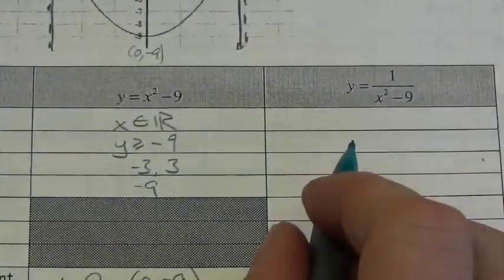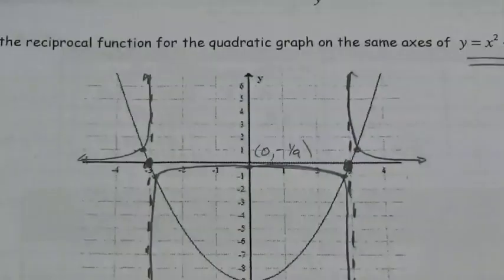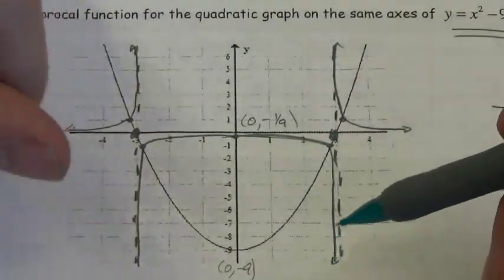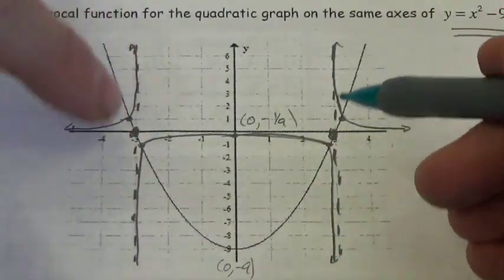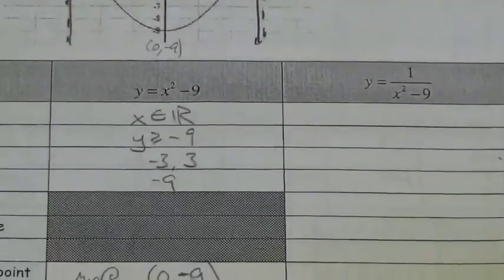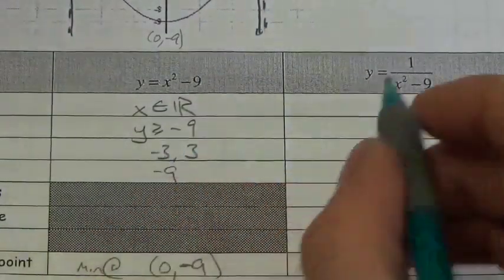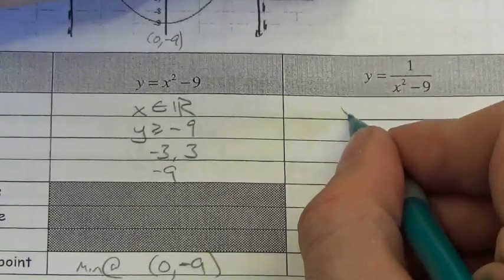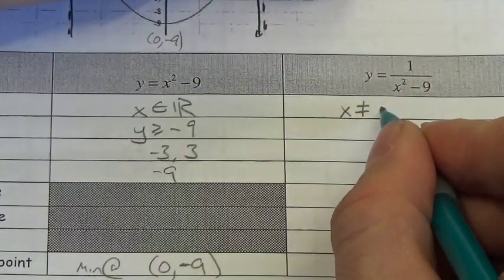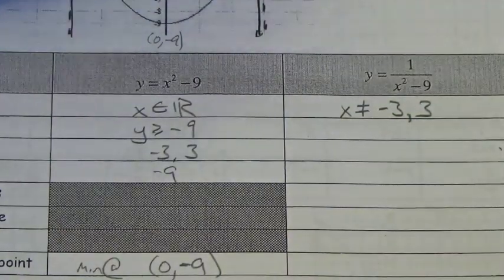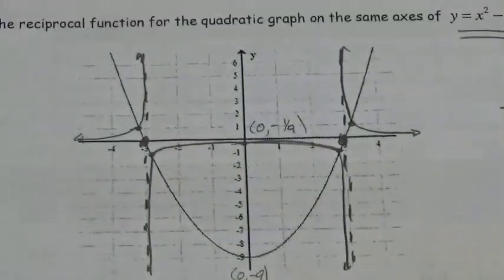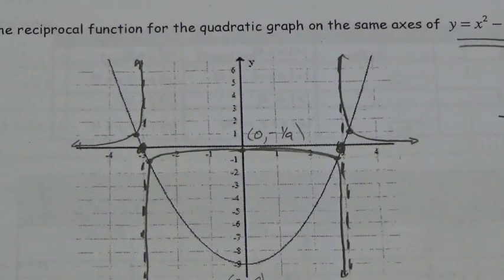Now, when we reciprocate it, the only points that disappear are the ones that had a y-coordinate of 0. Those points no longer count. That occurred at the x-intercepts. So what we're going to find here is our domain is that x cannot be negative 3 or positive 3. Both of those are no good. The range. Now, here's a complicated one. It's going to take a little bit to get used to.